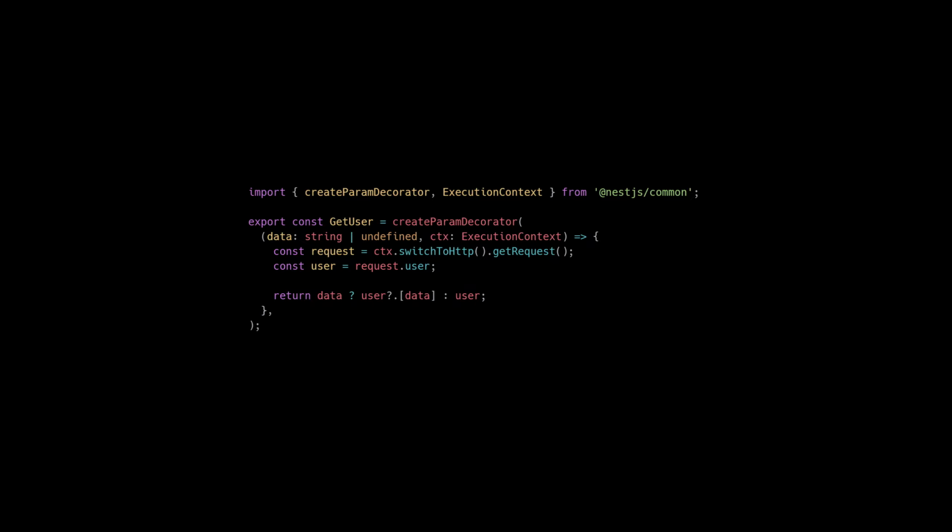Execution context is a powerful abstraction that provides access to the current execution context across different types of applications. For example, HTTP, WebSocket, microservices, and etc. By the way, we have access to execution context in the implementation of a decorator as well. Now it's time to create a convenient decorator to get the current authenticated user.